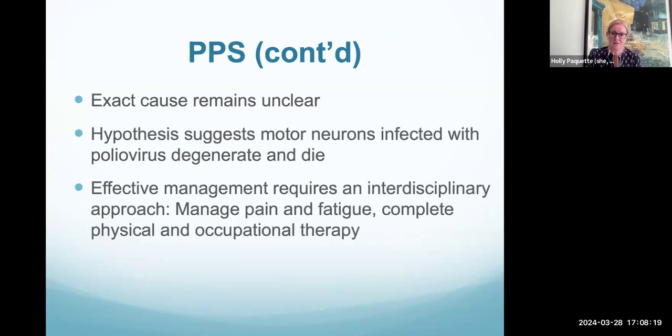So the exact cause of why this comes in later is unclear, but most thought is that those motor neurons that were infected with the poliovirus over time get worse or degenerate, and eventually they die. So that may take years after the initial infection. Right now, the best management that can be done is to manage the pain and fatigue. So often they'll be given painkillers, try to deal with the fatigue. And then usually there's a lot of physical and occupational therapy. Keeping active is one of those things that we know keeps the muscles at least somewhat working better and hopefully keeps the person moving for longer.